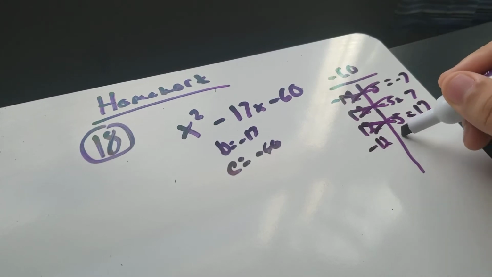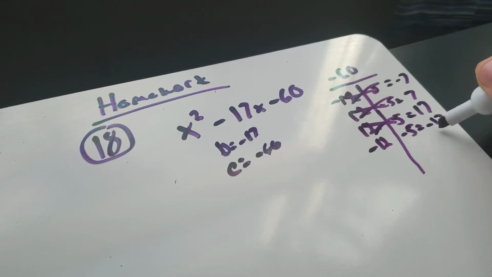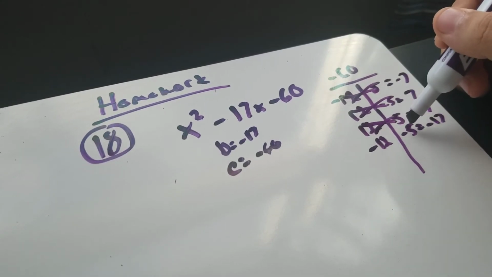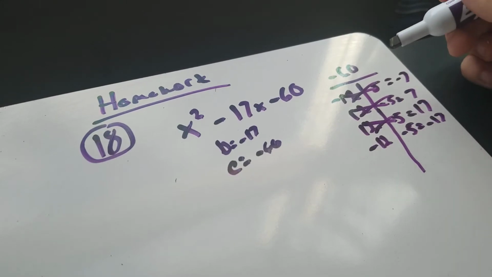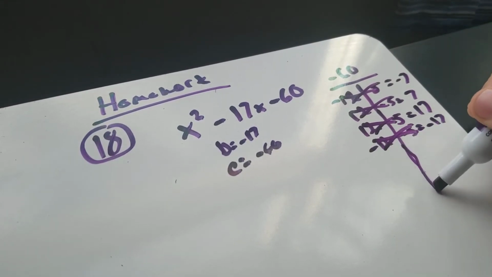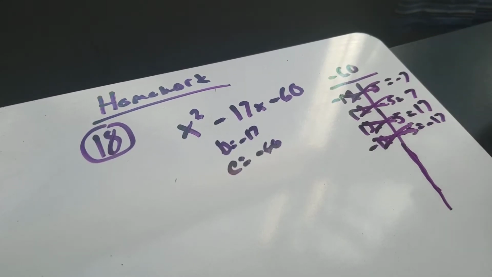And maybe you're saying, well, Mr. Tobel, what about negative 12 and negative 5? Well, that adds up to negative 17, but doesn't multiply to negative 60. Negative 12 times negative 5 would be a positive 60, so that one doesn't count either. So it is not 12 and 5. You can't use that mix up of numbers 12 and 5.